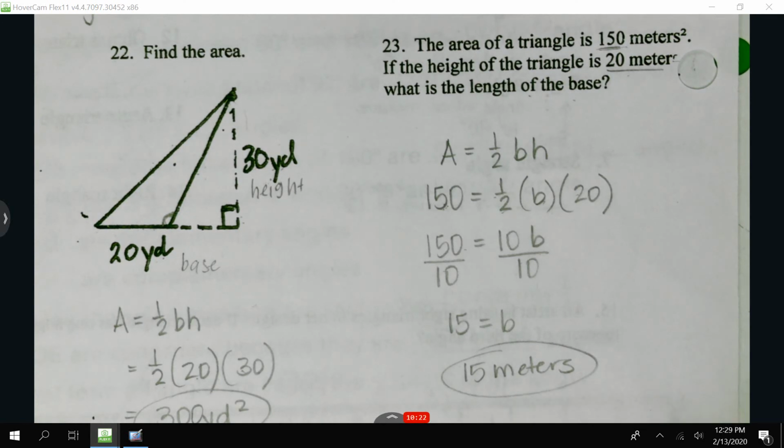Questions? Good on that page? This back page is not too bad.